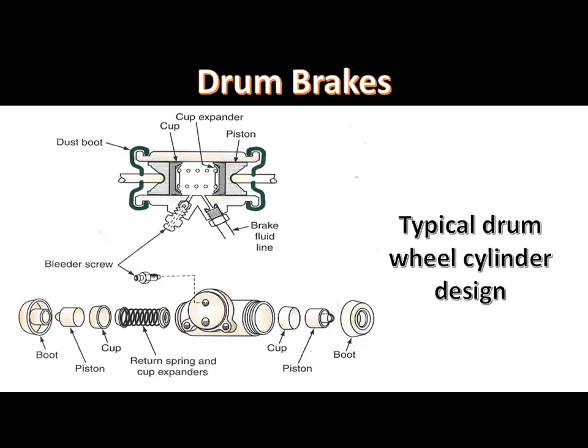The wheel cylinder is bolted to the backing plate and a bleeder screw is mounted in the back of the wheel cylinder. The bleeder screw allows air to be bled from the wheel cylinder and brake system.